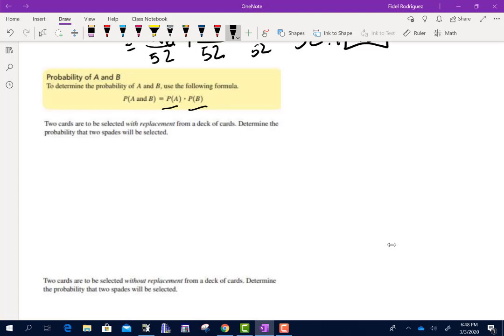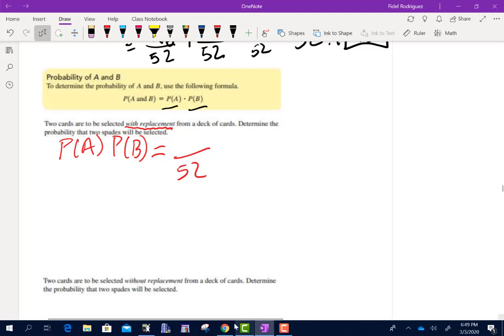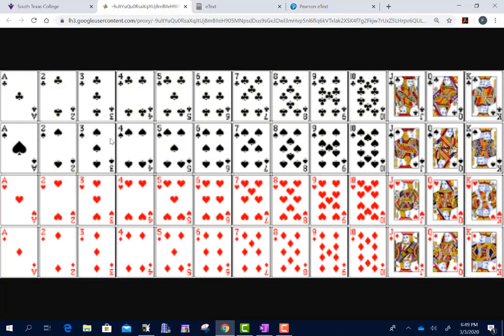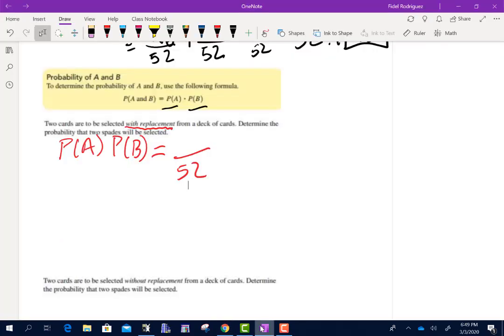Okay, so it says 2 cards are to be selected. Notice what it says here, with replacement from a deck of cards. Determine the probability that 2 spades will be selected. Okay, so the probability of getting a spade the first time and the probability of getting a spade the second time. Okay, so again, I know we have a total of 52 cards. So what I'm going to do is say how many of them are spades. 13 of them are spades, right? So we have a total of 13.